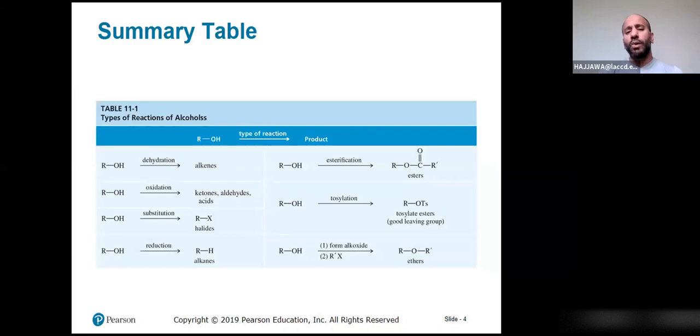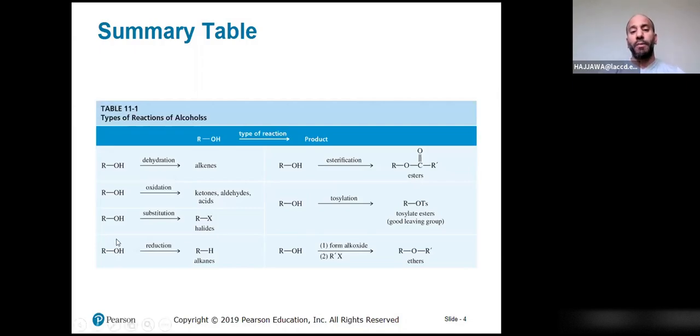Alcohol can also be oxidized to give a ketone, aldehydes, or acids. So the level of oxidation goes from alcohol to aldehyde to carboxylic acid, or from a secondary alcohol to a ketone. If I have a secondary alcohol to start with, I can oxidize it to a ketone. But if I have a primary alcohol, I may be able to oxidize it to an aldehyde or take it further to the next level, which is carboxylic acid.